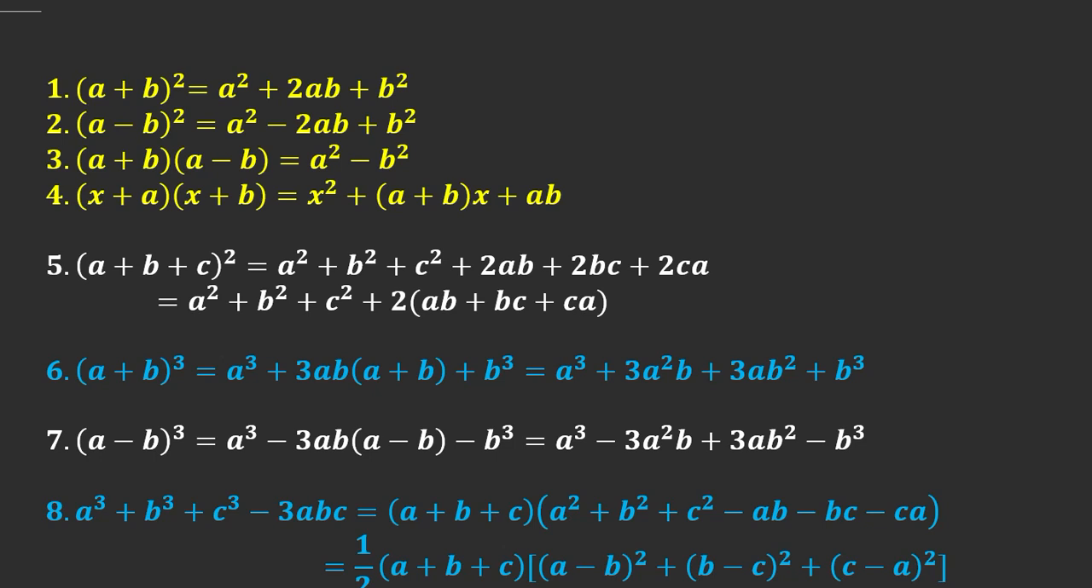Hello everyone, these are the 8 algebraic identities that we are going to prove today. The first one, which is (a plus b) whole square equal to a square plus twice ab plus b square, we are not going to prove it directly. We shall prove the second one first and then prove the first one. And let's begin.